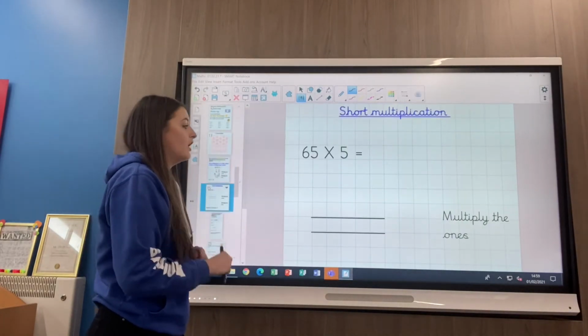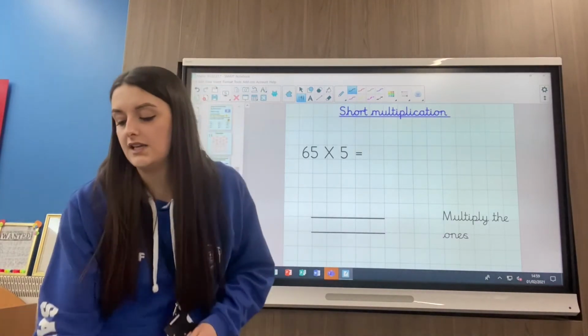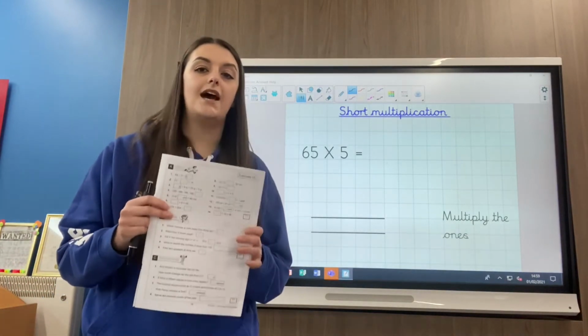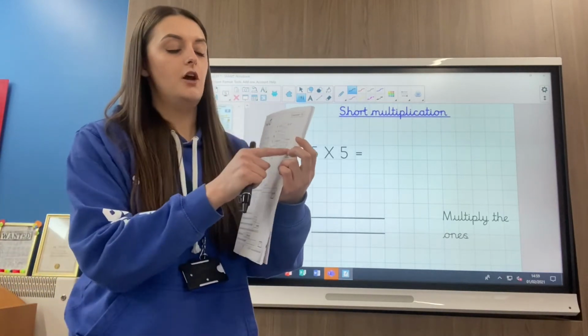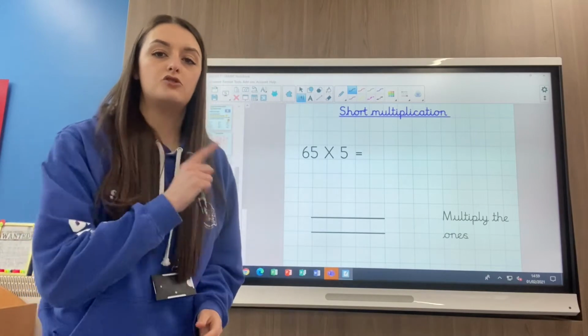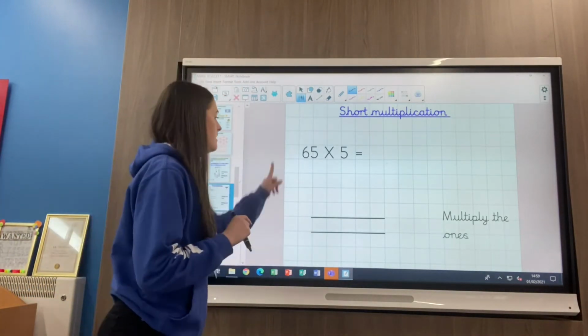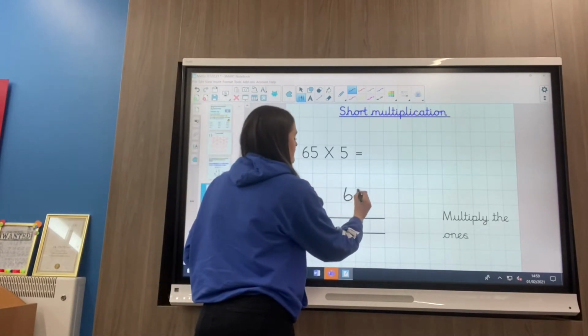Now you have got today a short multiplication in your startup challenge. It is question 9, 19 times 3. And I know lots of you down the side of your page will be able to use short multiplication to do that. Now I'm going to do one more to show you how we lay it out, just to remind us. 65 times 5. So I'm going to write my first number, 65.